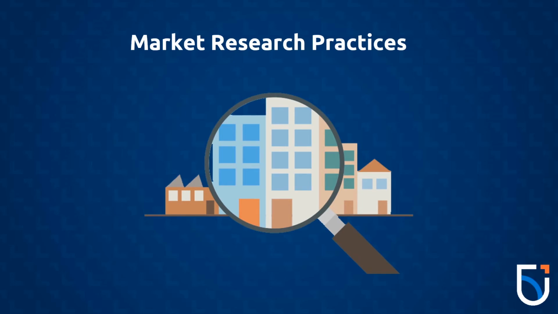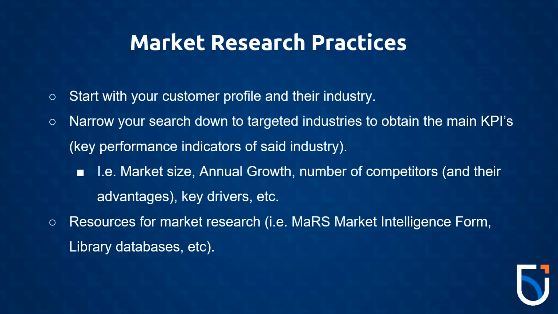To end, let's talk about some good market research practices. First, you need to start with your customer profile and their industry. Who are they and what do they do? Next, you need to narrow your search down to specific verticals to obtain the main key performance indicators or KPIs. For example, the market size, annual growth, number of competitors, key drivers, and so on. Finally, you need to obtain resources for market research such as market intelligence from organizations like Mars, or scholarly articles from library databases, and so on.